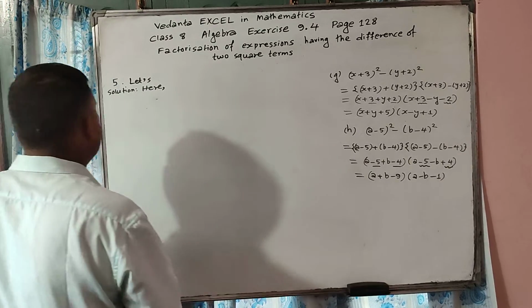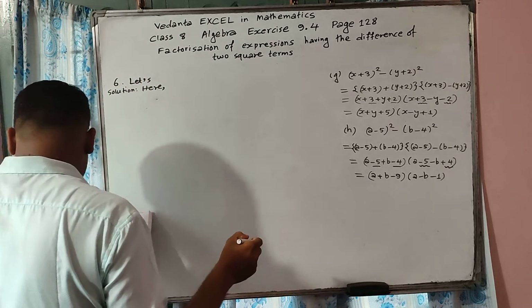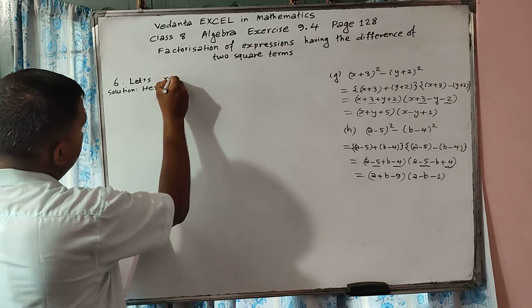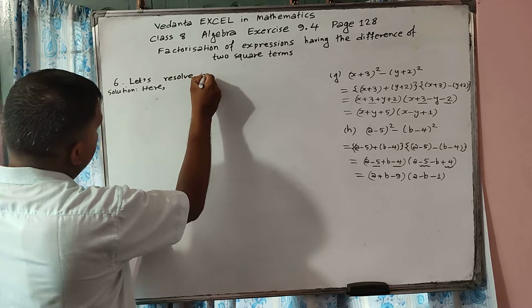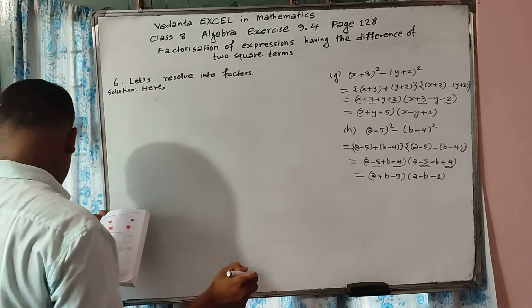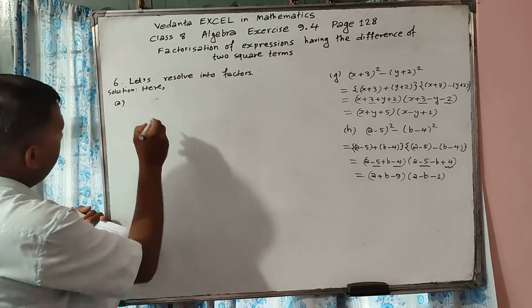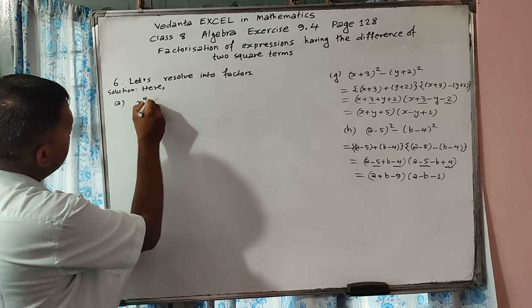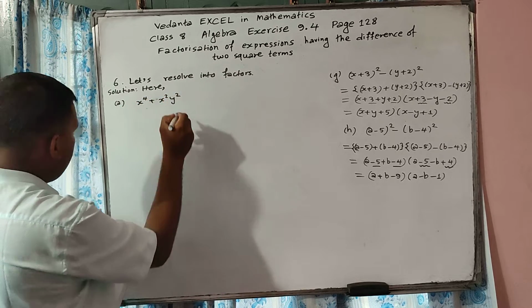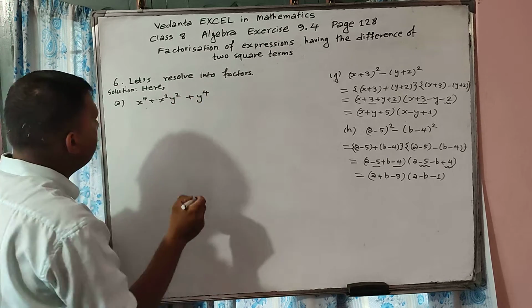On question number 6, let's resolve into factors. A, we have x to the power 4 plus x square y square plus y to the power 4.